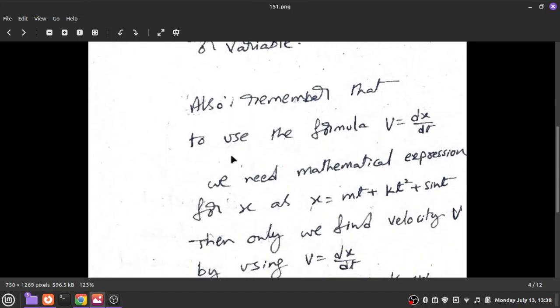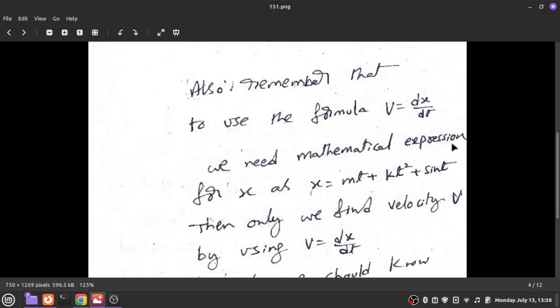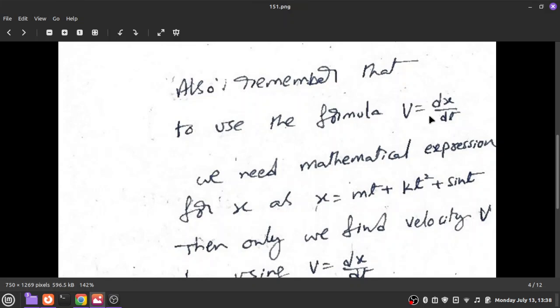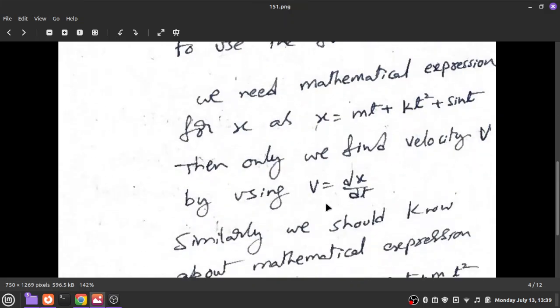Also remember that to use the formula v = dx/dt, we need a mathematical expression for x. Even if you use the differential formula v = dx/dt to find velocity for the given displacement, the displacement denoted here as x should have a mathematical expression, like x = mt + kt square + sin t. Then you can differentiate this displacement function with respect to time, and only then do we find velocity v using v = dx/dt.